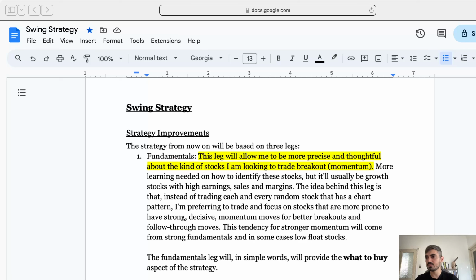It will provide me with the idea of what to buy. It will make me more precise on what to buy. Once again, instead of buying each and every stock that has a classical chart pattern on its chart, I want to buy those that have classical chart patterns but also have fundamental backing to tell me that they are more prone to break out as I expect, which I expect to be a breakout type 1 or type 2.